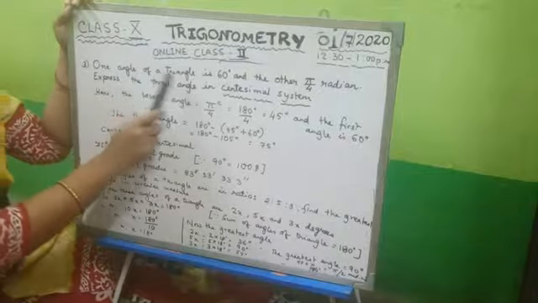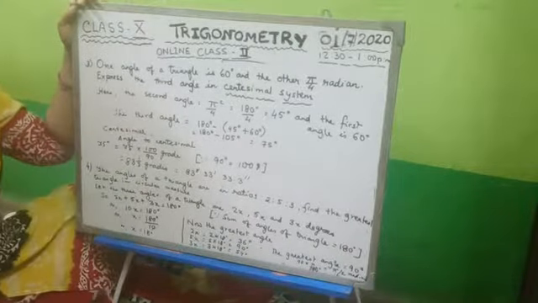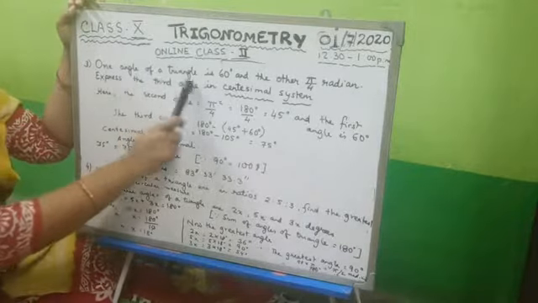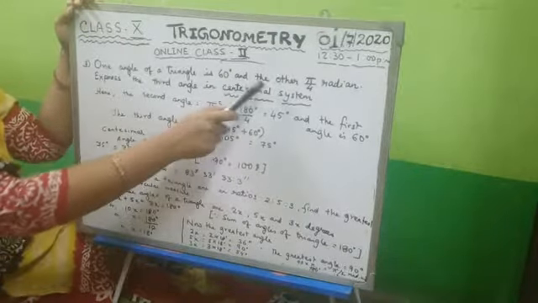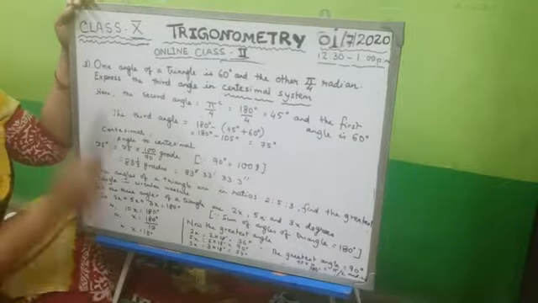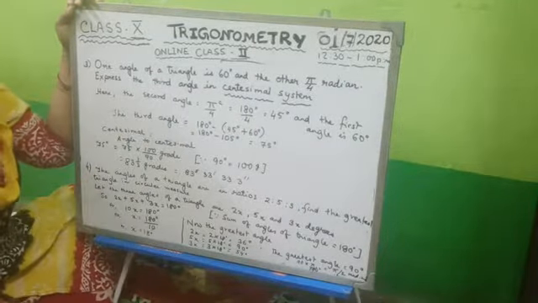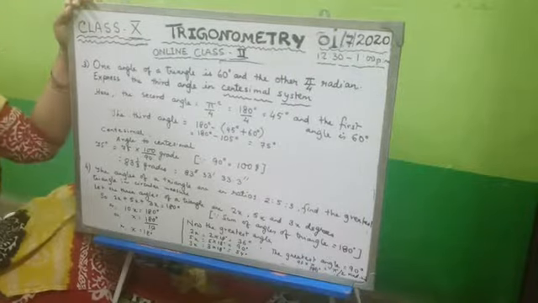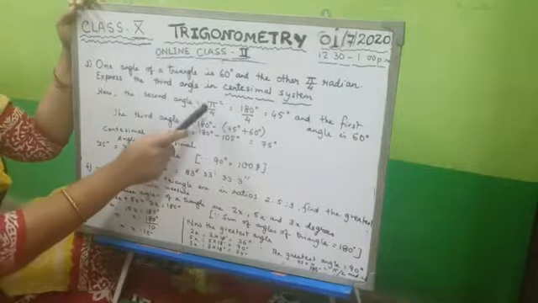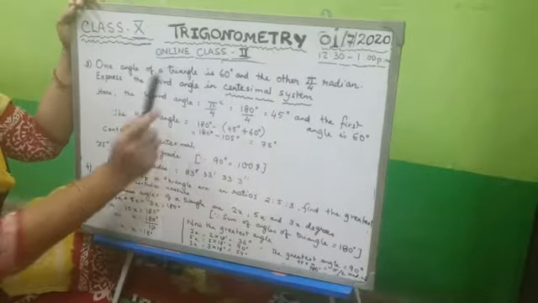One angle of a triangle is 60 degrees. So in a triangle there are 3 angles. One angle of a triangle is 60 degrees and another is pi by 4 radian. Express the third angle in the centesimal system. Here the second angle is pi by 4 radian.